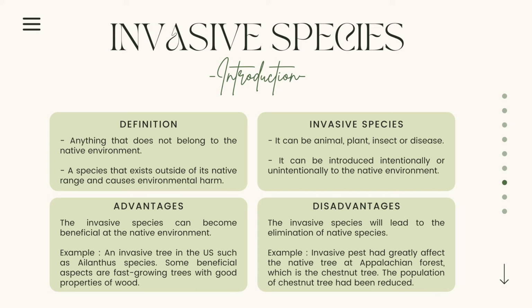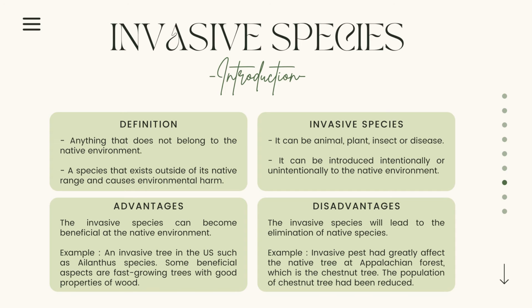The invasive species can become beneficial in the native environment. For example, there is an invasive tree in the US, such as the ailanthus species. These trees have some beneficial aspects, such as fast growing and good properties of wood, which are important for the timber industry. The disadvantage is that the invasive species will lead to the elimination of native species.